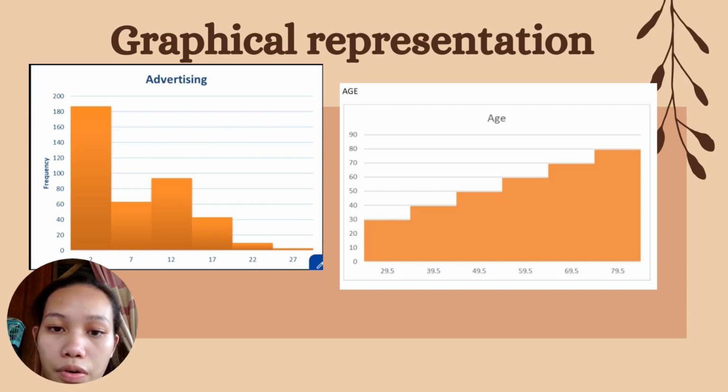In this slide, I'm going to explain about the graphs that we get after using the software. For the advertising graph, as we can see, as axis X increases, axis Y decreases until the second bar, increases on the third bar, and decreases again until the sixth bar. For the age graph, as we can see, all the values increase.